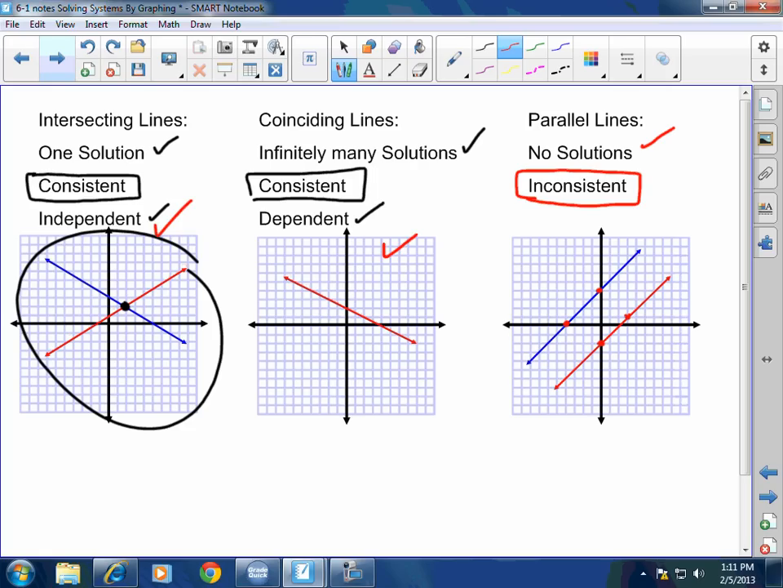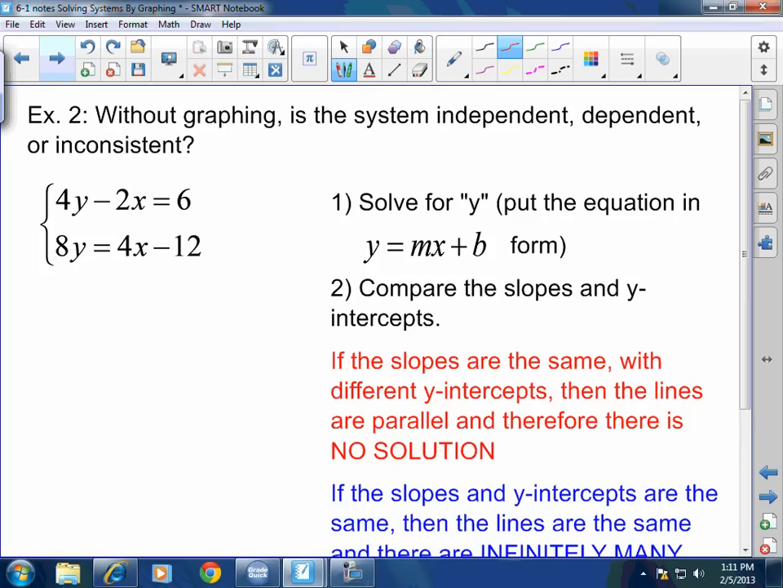When it's the same line, it is a consistent system, but they are dependent. Infinitely many solutions. And inconsistent means there's no solution, different y-intercepts, same slope, they're parallel lines. Now, if you know how to do this, you can check to see if lines are consistent or independent or dependent just by looking at them.